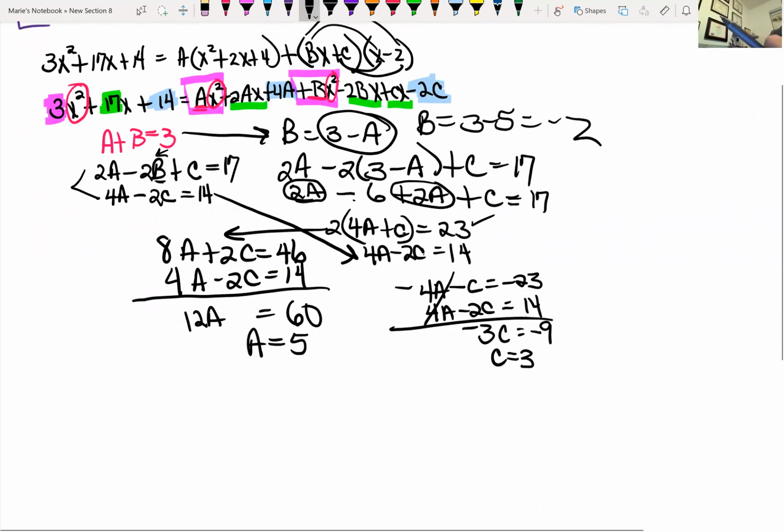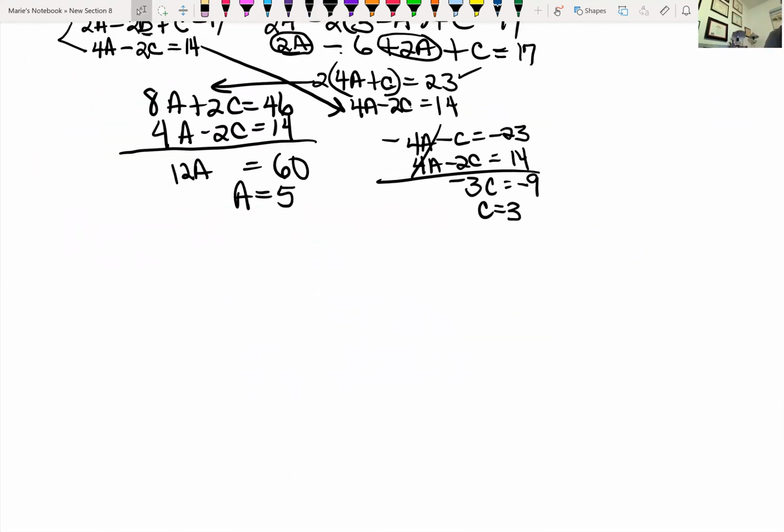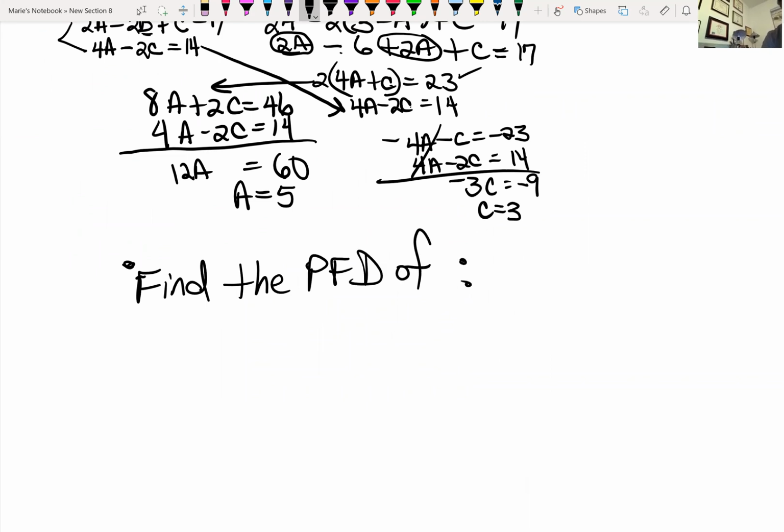Let me give you this one to try on your own. So the question stem is always going to say find the partial fraction decomposition of, and then they're going to give you the equation. Remember, they're not going to tell you this has two distinct linear factors, or this has a repeating factor, or this has a trinomial, or this one has a repeated trinomial. They're not going to tell you that. You got to figure that out. So far we've done 3 of the 4.